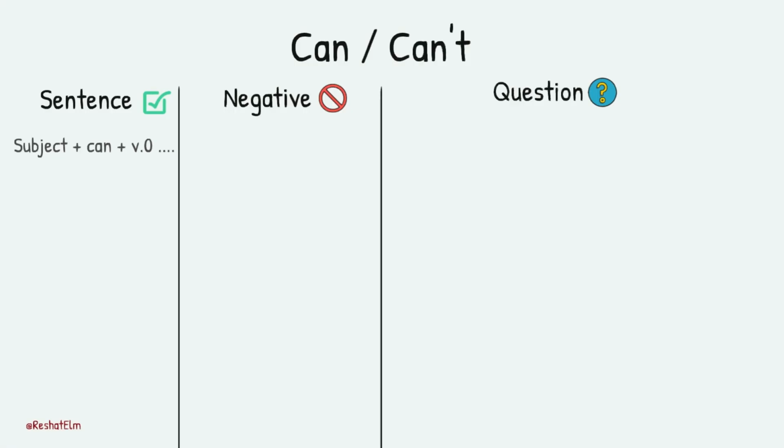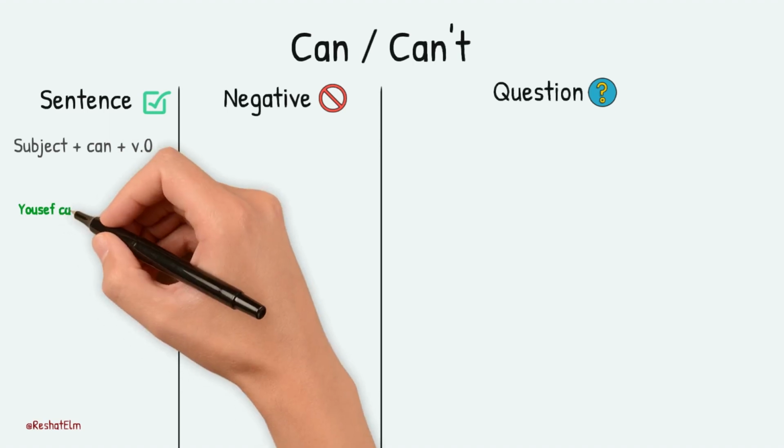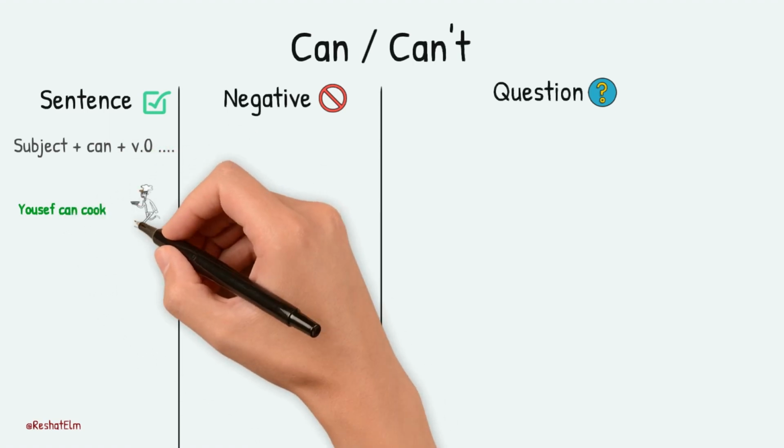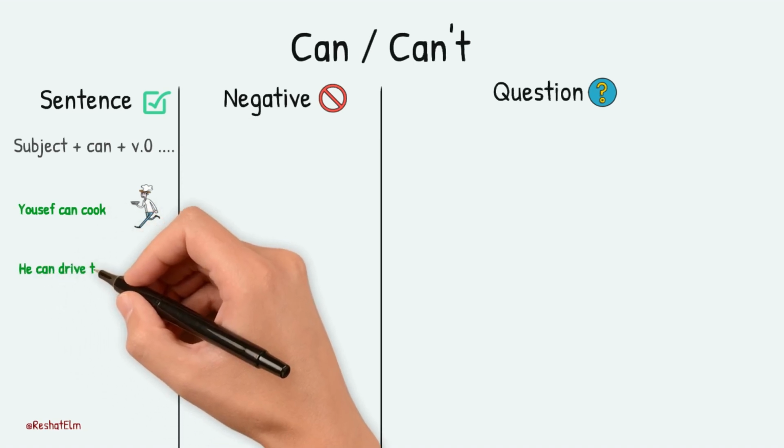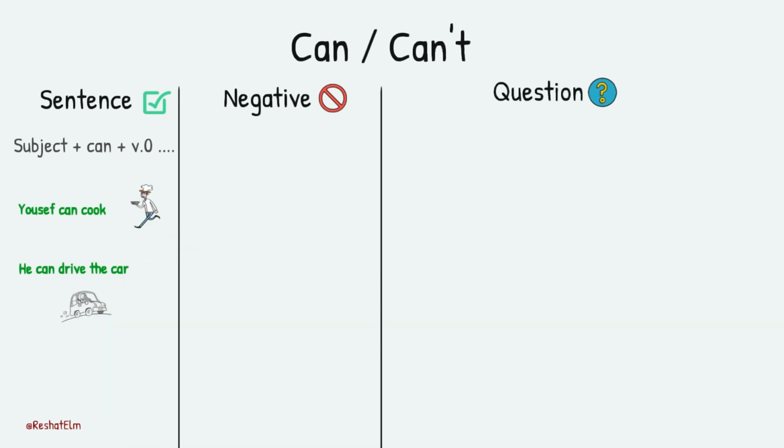Now, let's take some examples. Yusuf is a word that refers to a person. Yusuf can cook. He is a pronoun that refers to a boy. He can drive the car. The verb here, verb 0, drive. We did not say driving, no, drives, no, drived, no. The correct form of the verb, drive.